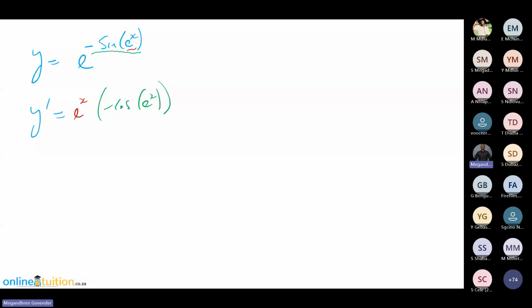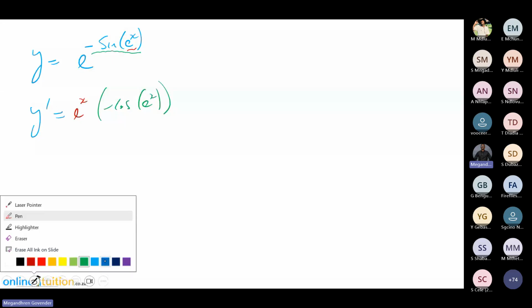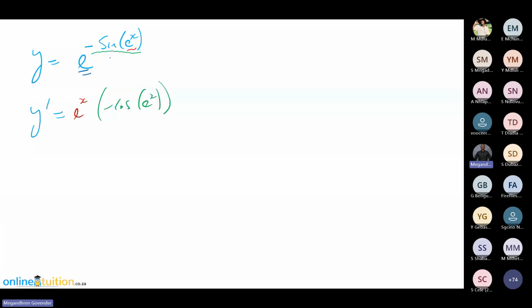Then, what is the derivative of e to the something? It's e to the something. That's right. That's it, guys. And we're home. That's your answer.